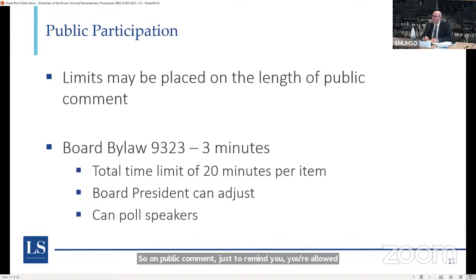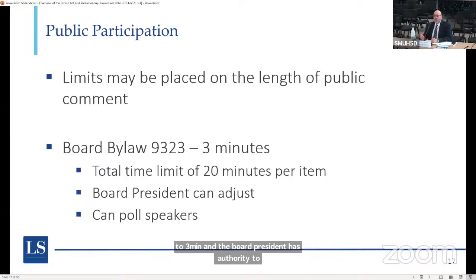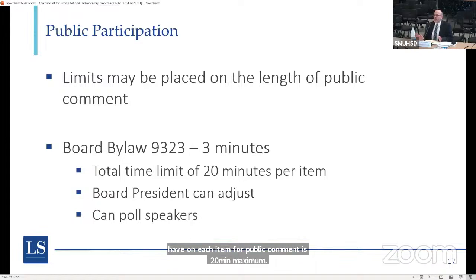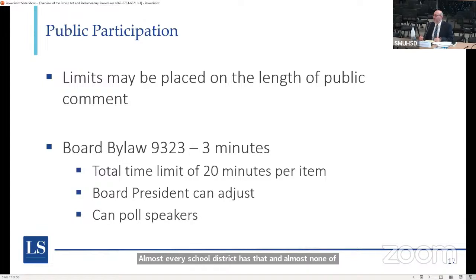You have a board bylaw that limits individual speakers to 3 minutes, and the board president has authority to shorten that even further if you have a lot of people who are going to speak. But did you all know that your board bylaw, and this is based on CSBA's model, actually says that the total time limit that you will have, not may have, but will have on each item for public comment is 20 minutes maximum. Almost every school district has that, and almost none of them actually enforce it. Some do. But you can limit it to 20 minutes total.